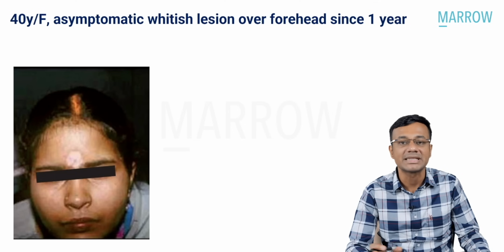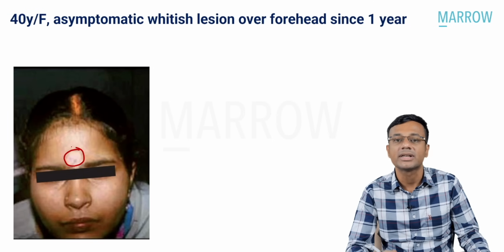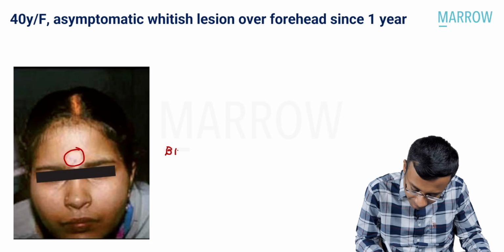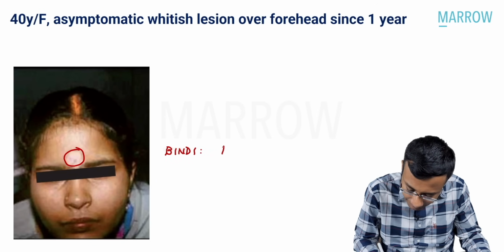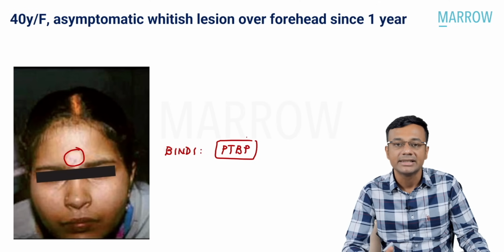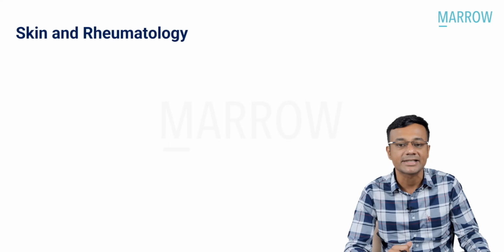A 40-year-old female presents with an asymptomatic white skin lesion on the forehead. You can see this whitish lesion over here. What is it corresponding to? It is corresponding to the placement of a bindi. The most important allergen in bindi is PTBP, para-tertiary butyl phenol, which is there in the adhesive which attaches the bindi to the forehead. This condition is called chemical leukoderma, where the chemical is destroying the melanocytes.